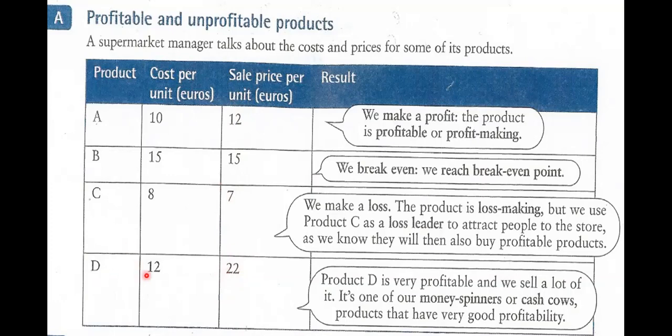Mariuxi, can you help us with product D? What happens here when we have cost 12 and sale price 22? Product D is very profitable and we sell a lot of it. It's one of our money spinners or cash cows. Okay, so it's money spinners or cash cows, products that have very good profitability.